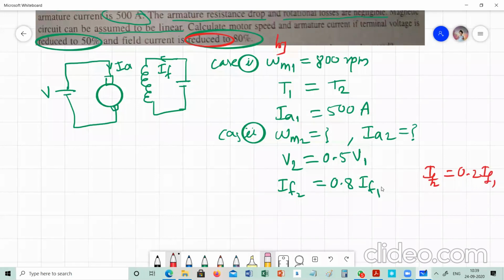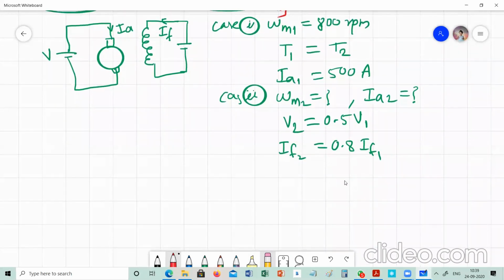Reduced by 80% means if the value is 100, then 100 minus 80 is equal to 20. Means IF2 in that case is equal to 0.2 into IF1. So read carefully whether the word reduced to or reduced by is used. In this case it is reduced to. This is the information they have given.